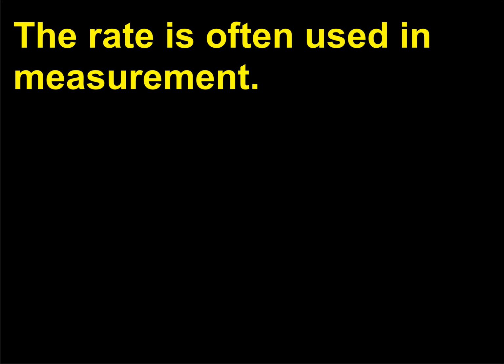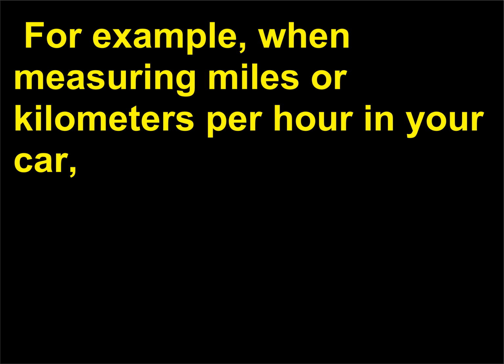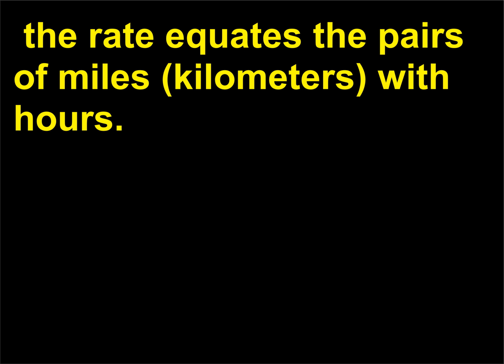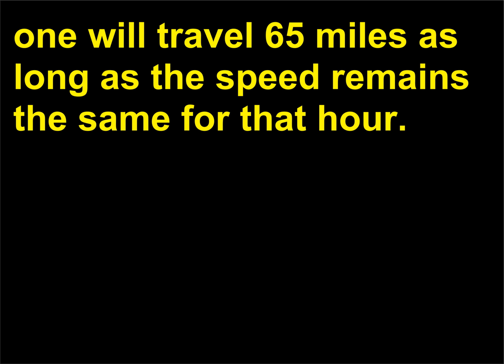The rate is often used in measurement. It is defined as the comparison by division, similar to a ratio. For example, when measuring miles or kilometers per hour in your car, the rate equates the pairs of miles, kilometers, with hours. The translation for a rate of 65 miles per hour is that for each hour, one will travel 65 miles as long as the speed remains the same for that hour.